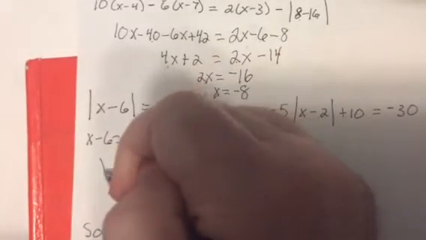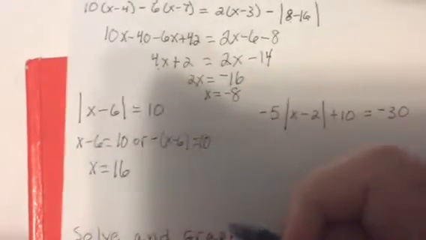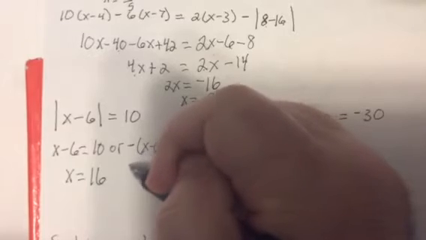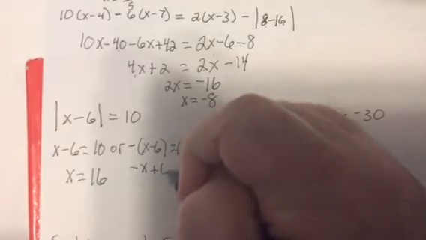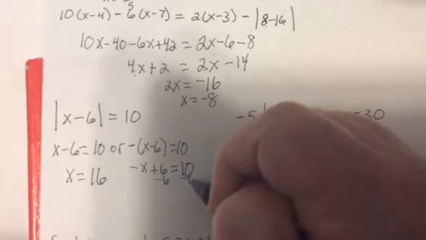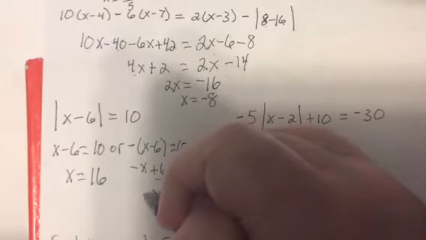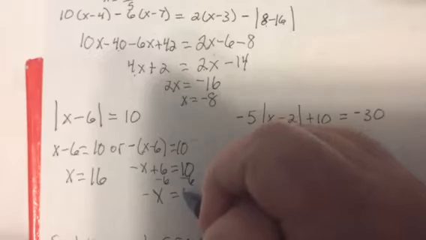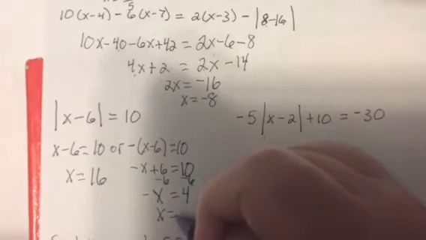So add 6, so x equals 16. Distribute the negative. So subtract 6 from both sides. So negative x equals 4, so x equals negative 4.